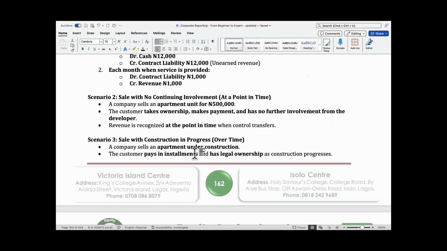So we will find a way, if you can measure, using the output method or the input method, knowing what our progress to date is. If we are 20% to completion, then you can recognize 20% of the contract price as revenue. If you are 50% to completion, then you can put 50% of the contract price as revenue. That's how it is done.